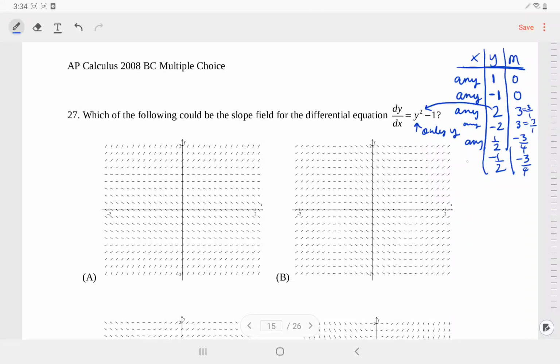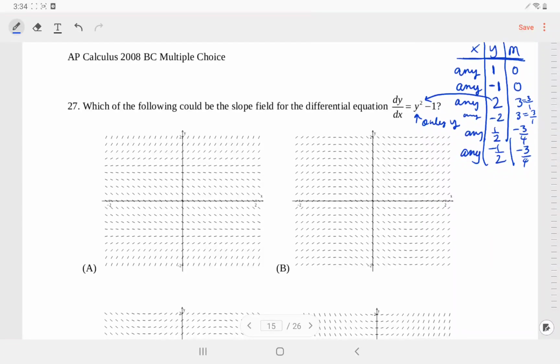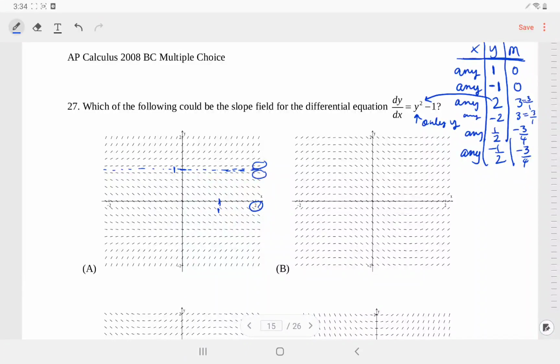Okay, so now let me look at the graph and see if this helps me at all. Okay, so let's see what my numbers are. So 2 is here, so 1 is about here. Y equals 1 is about here. I feel like there could be a horizontal line here. These are sloped up, those are sloped down. And I feel like there could be a horizontal line here. These are sloped down, these are sloped up. I think so. I kind of like this graph.